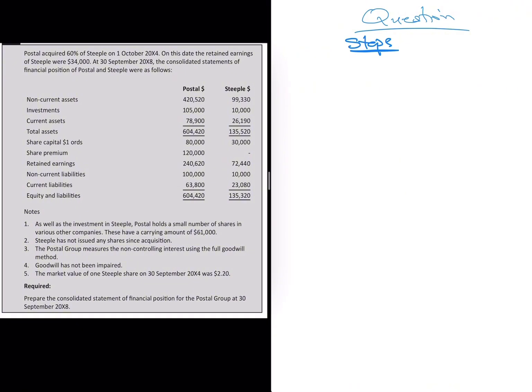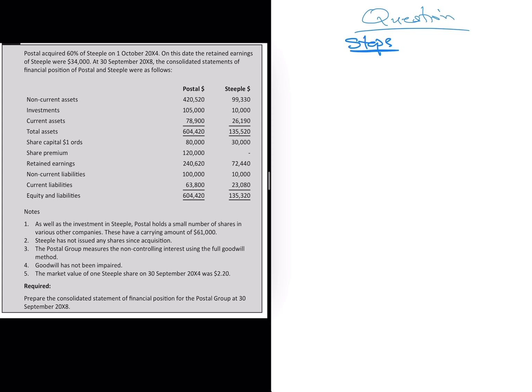These have a current amount of $61,000. And Staple has not issued any shares since acquisition. The Posta Group measures the NCI using the full Goodwill method. Anytime you hear full Goodwill method, please just know that what they are talking about is your fair valuation, right? And the Goodwill has not been impaired, they've also told us, and the market value of one Staple share on 30th of September 20x4 was $2.2. So that's an indication of the share price of fair value.